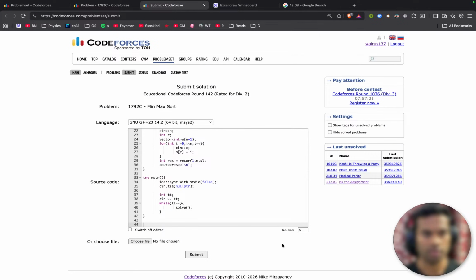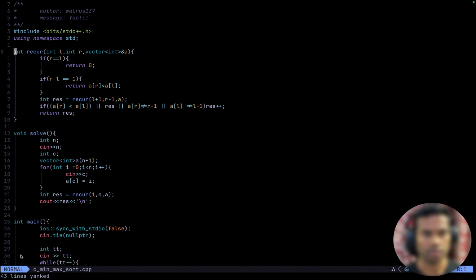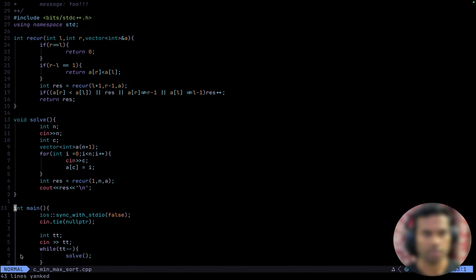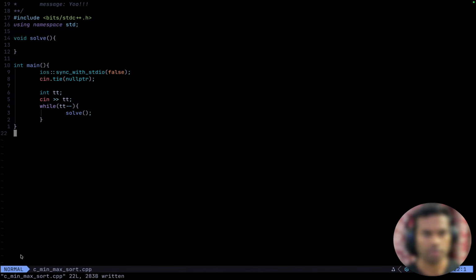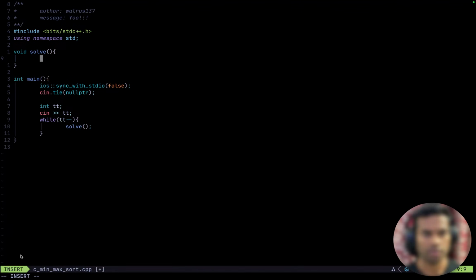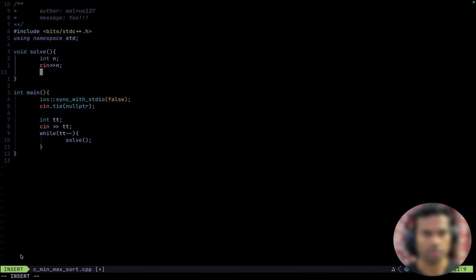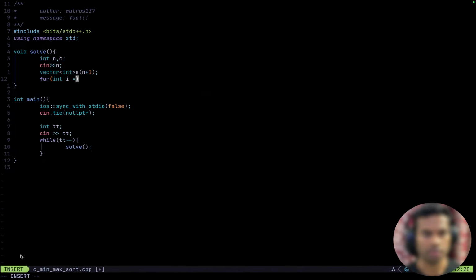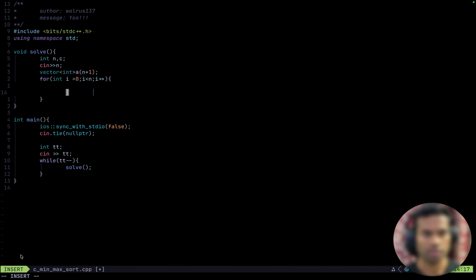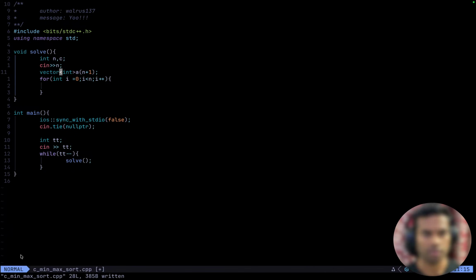Before submitting, I would like to rewrite the whole solution. Boilerplate, go back above, take n, and then vector int a of size n plus 1, and for int i equals 0, i is smaller than n, i plus plus, or here instead we can say i goes from 1 to n, take c and a.